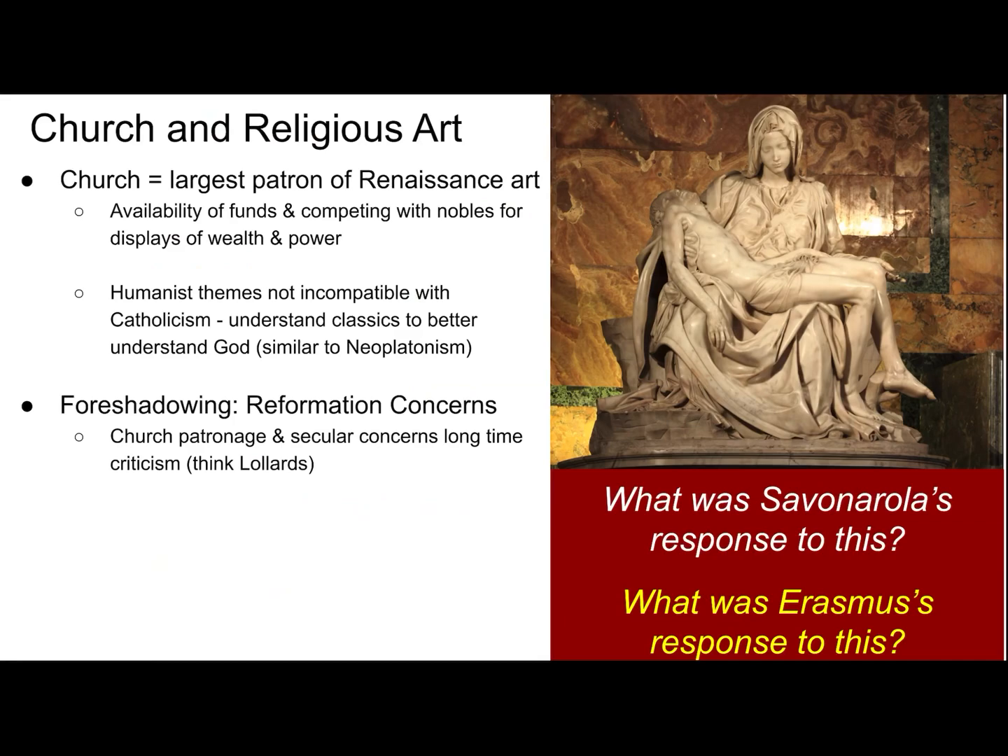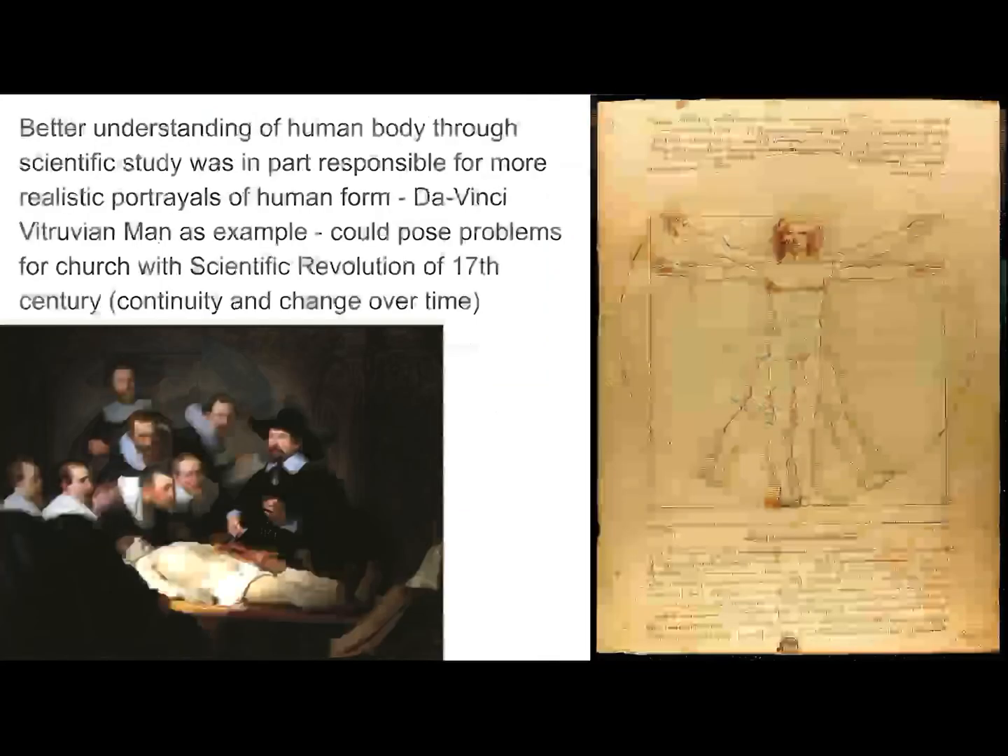And same thing with Erasmus. He would also look at this and say, you don't have to patronize these arts. The church doesn't have to do this. Wealthy people shouldn't have to do this to save themselves. So they're going to begin to question these things. And in some cases, they'll begin to try to destroy these images and sculptures.